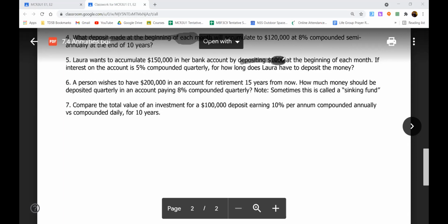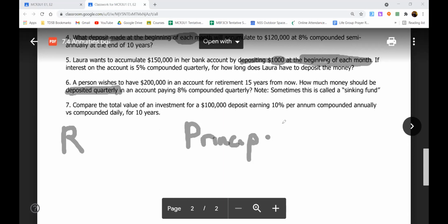Deposit $1,000 at the beginning of each month. Again, a repeat. How much money should they be depositing quarterly? In other words, a repeating contribution. If you see something being repeated, it's going to use the letter R, not the letter P. It is not principal. It is recurring. That's it. That's all.